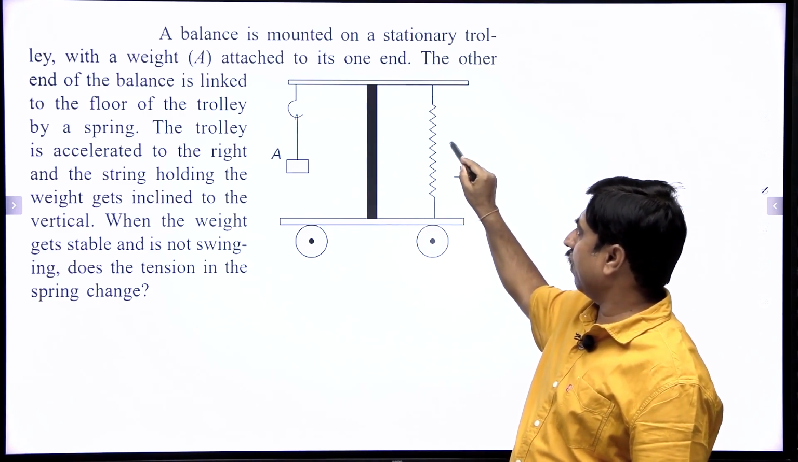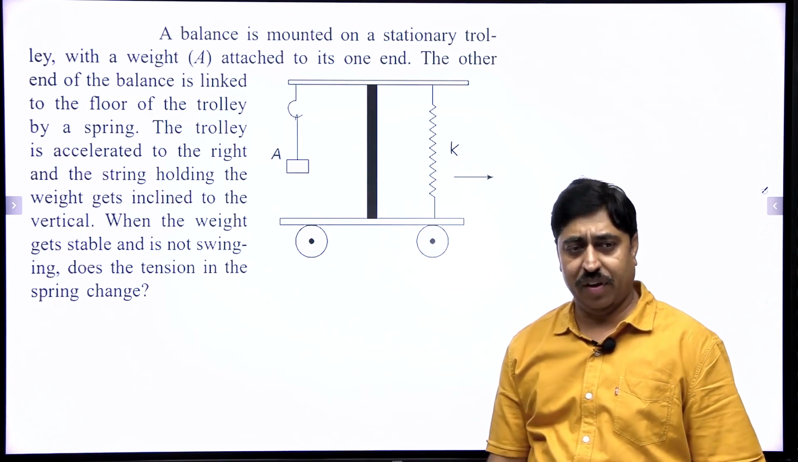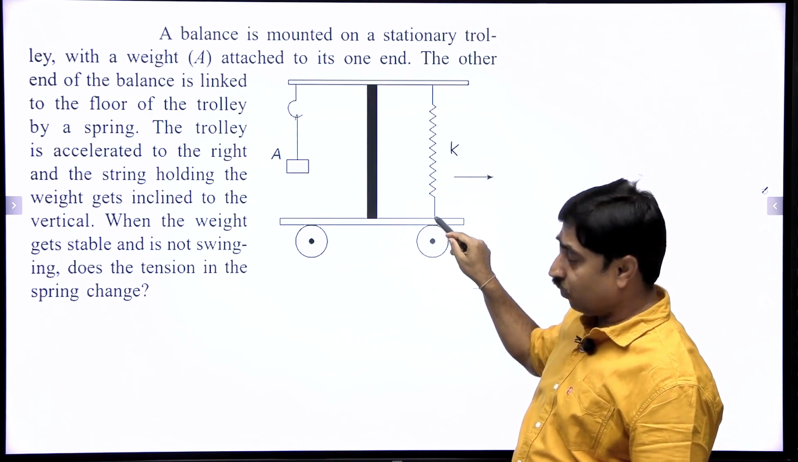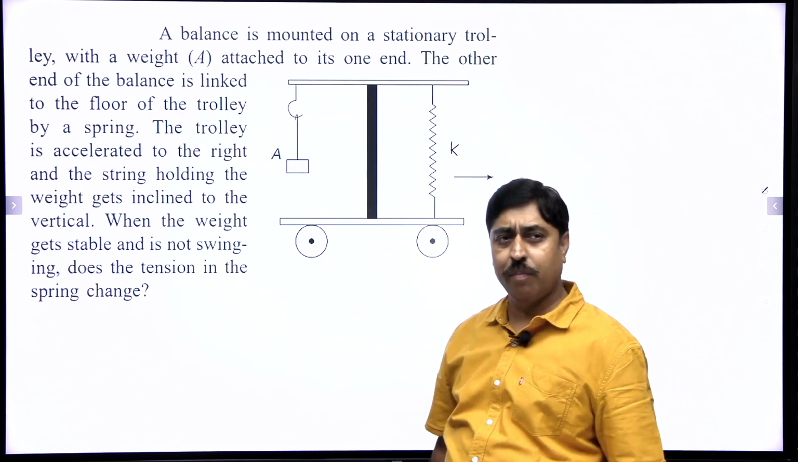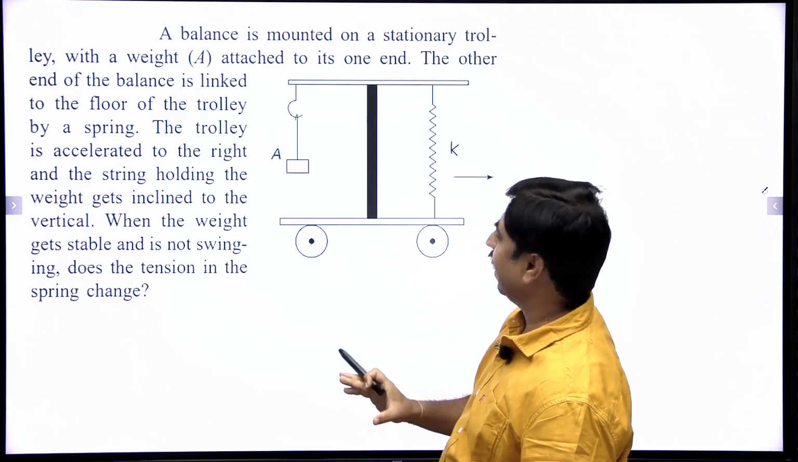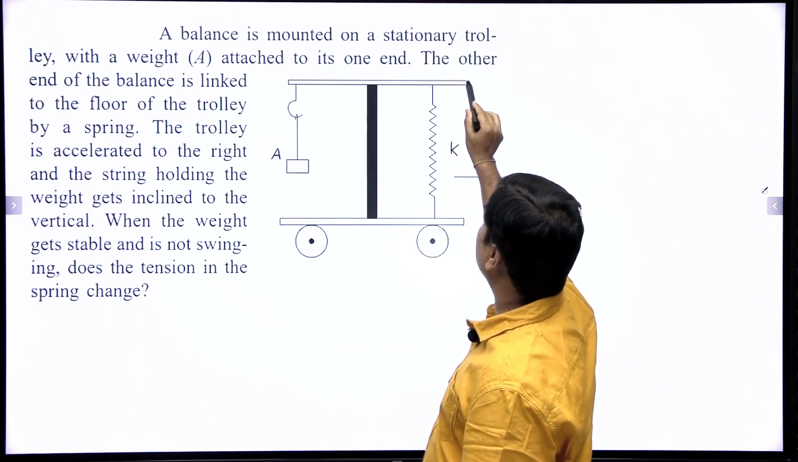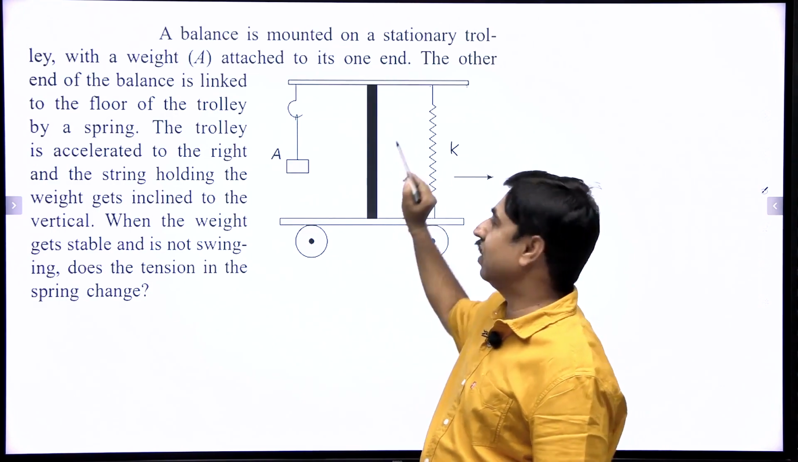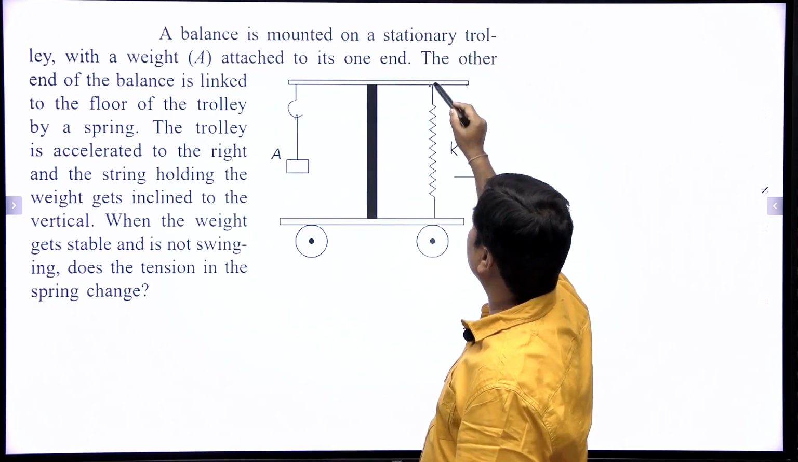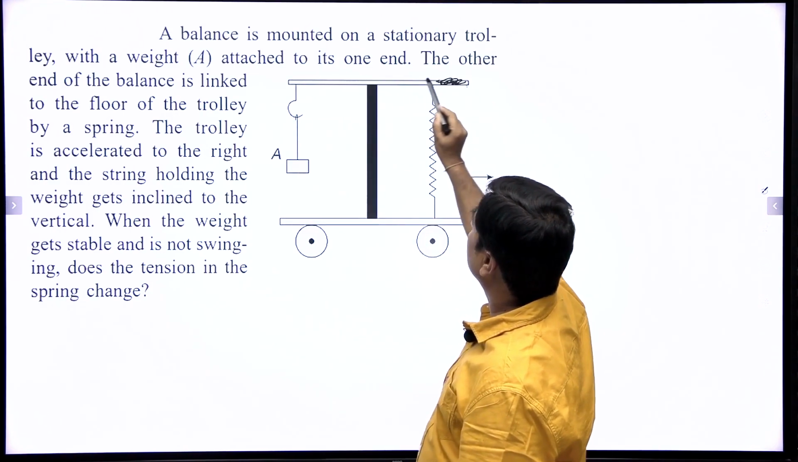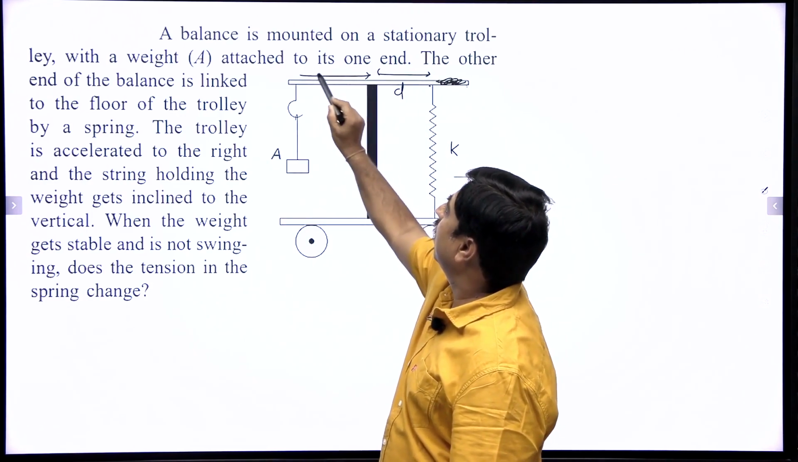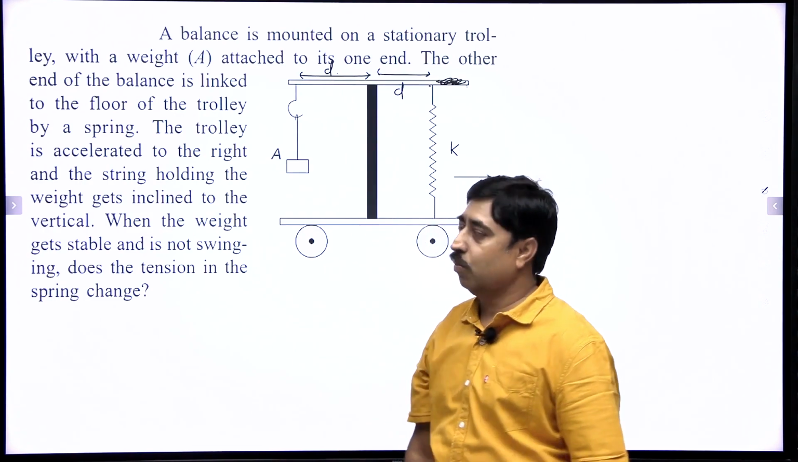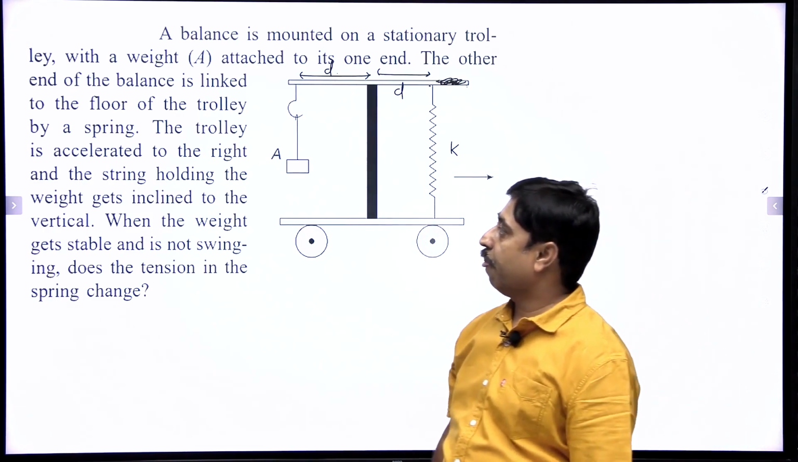This is a spring, force constant is K, let us say. One end of the spring is attached to the floor of the trolley and the other end is attached to the balance. The diagram is slightly misleading, please note. This point is exactly here, right? This point is exactly here. Or erase it like this, forget about this, this is not there. This length is D and this length is also D. This is what I want you to understand. Okay.